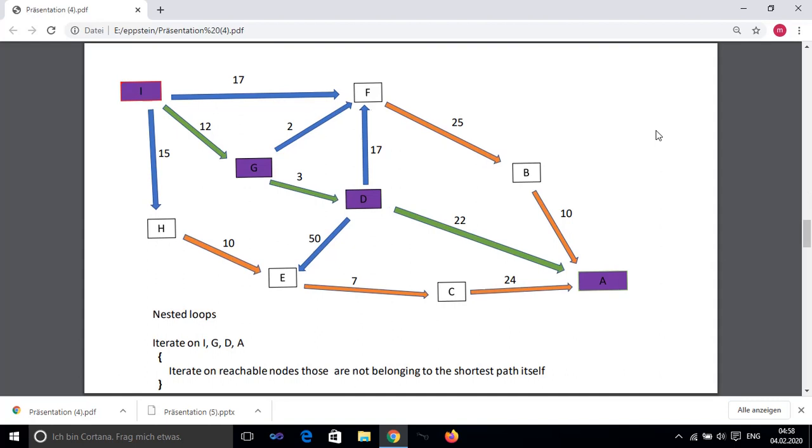The second shortest path between two nodes in a graph should contain at least the source node and the destination. Now let us iterate on the nodes that belong to the best path. In each node we should iterate on reachable nodes except those that belong to the best path. Programmatically we should have two loops. In the outer loop we should iterate on I, G, D and A.